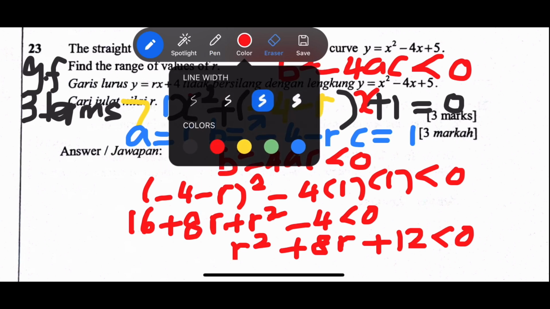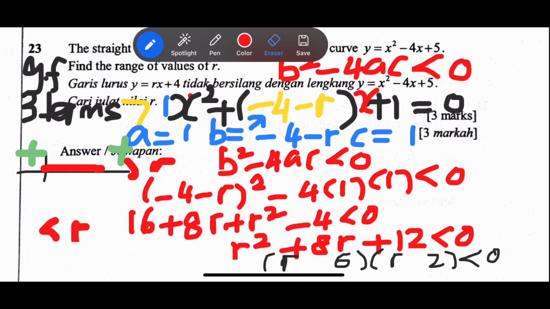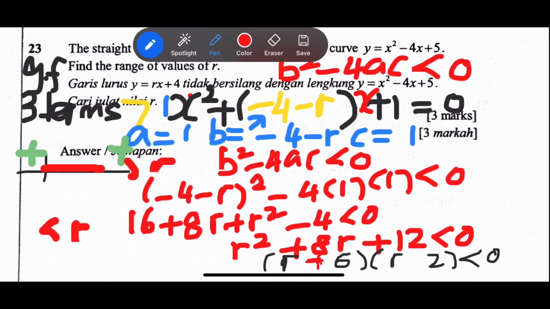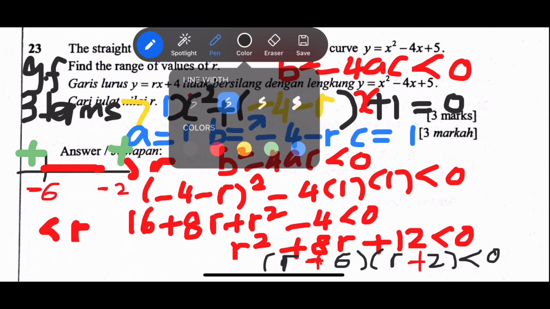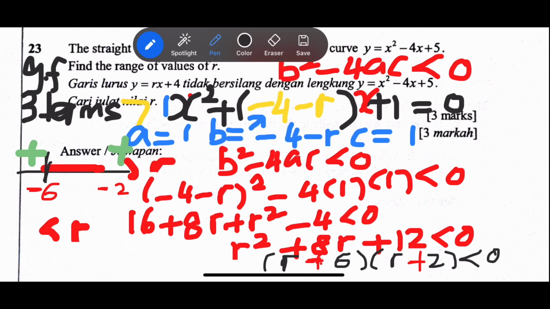And again, you have a quadratic function. So you need to factorize, and after you factorize, you have to sketch the quadratic function and then shade the region. Now let's shade the region. The negative value is negative 6, to the left. Negative 2 is bigger, to the right, so you can draw the line like this.